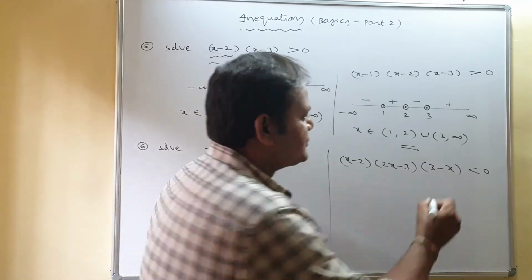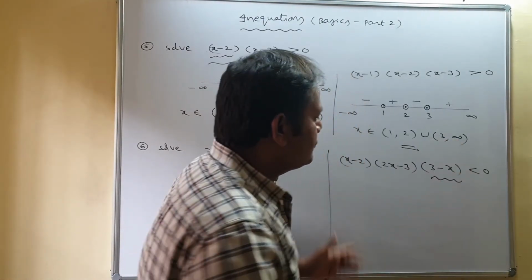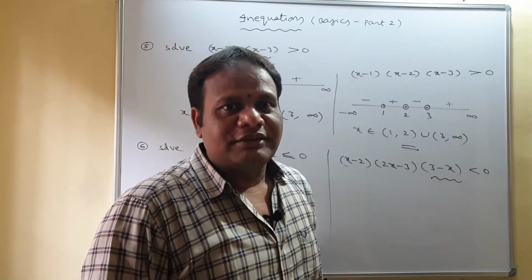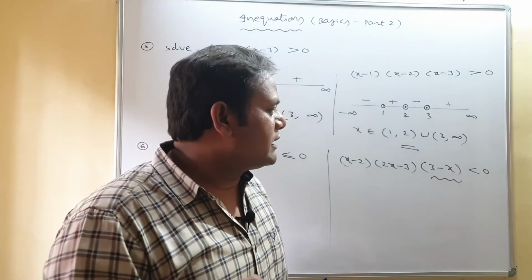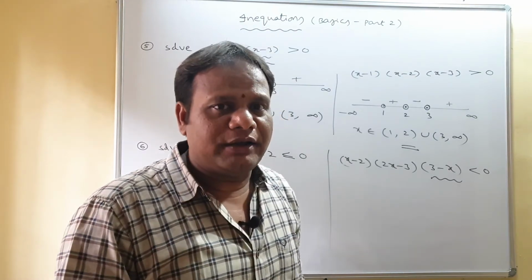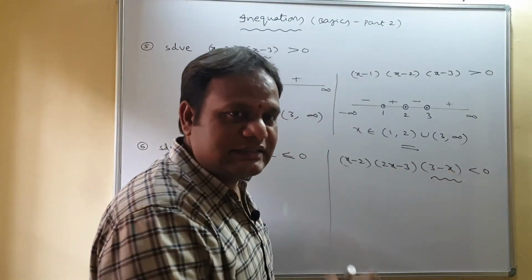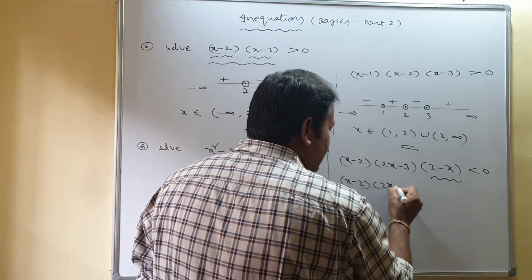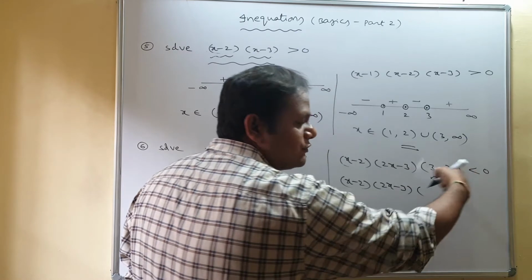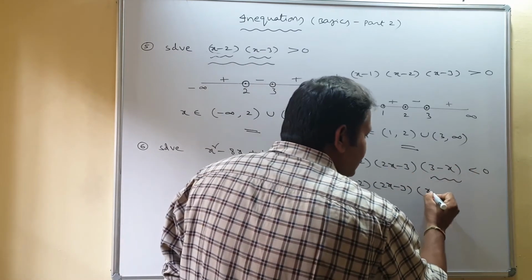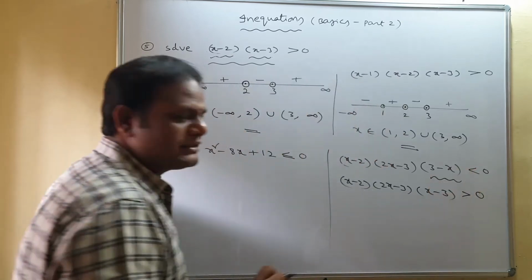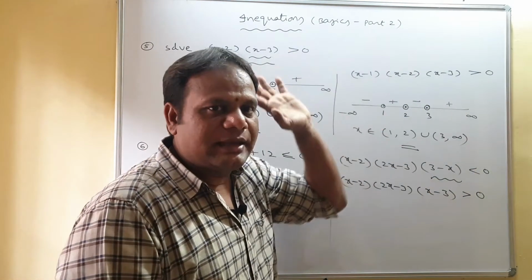To make this positive, what do we do? Multiply with a negative sign on both sides. If you multiply with a negative sign on both sides, the inequation sign changes. Then what do we get? x minus 2, 2x minus 3, multiplied with a negative sign, and we get x minus 3 greater than 0. That's all. Now you apply the same method.